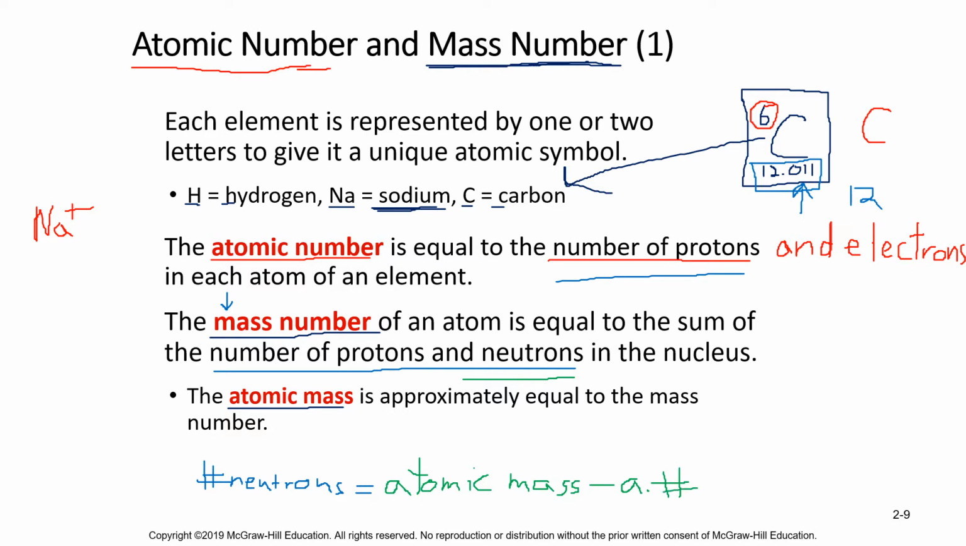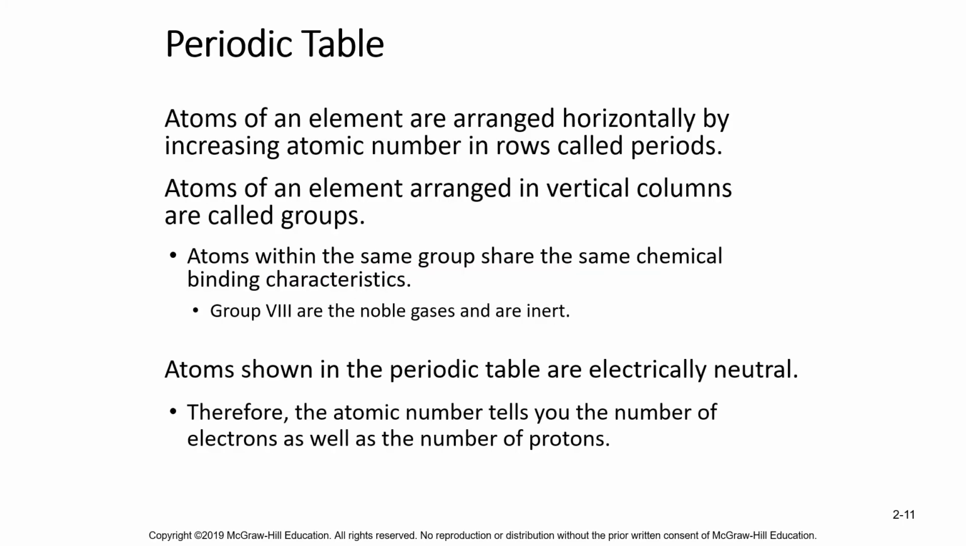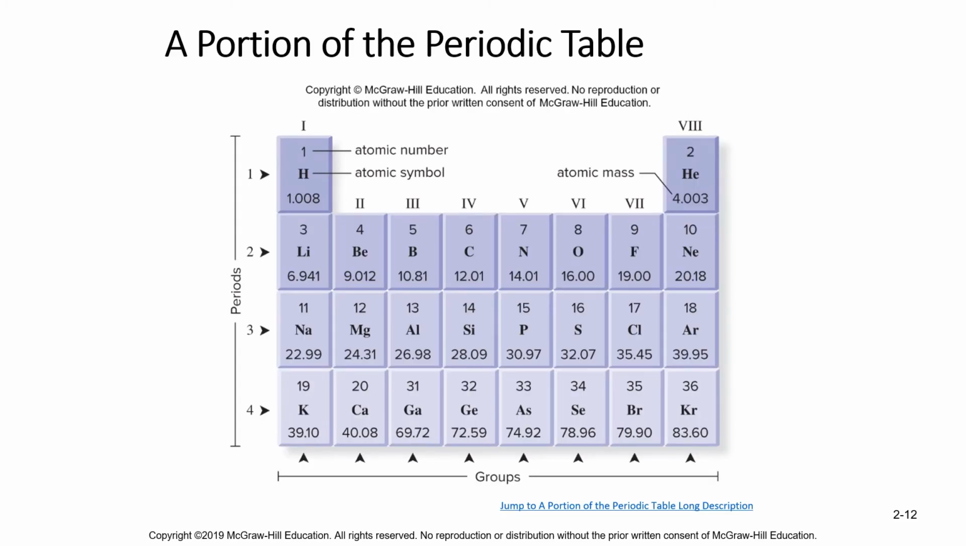So be able to, if I give you an atomic number and an atomic mass, tell me the number of protons, the number of electrons, and the number of neutrons. And so here they flipped it from what I showed you, but again, if I give you a periodic table, it'll be more like what I showed you. I'll go over that in a second.